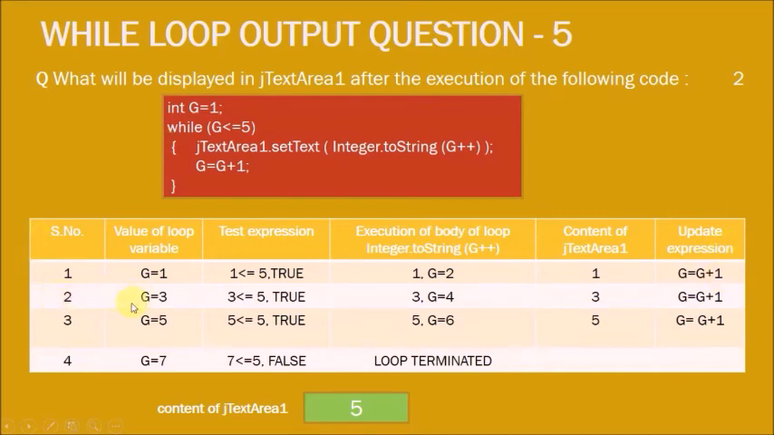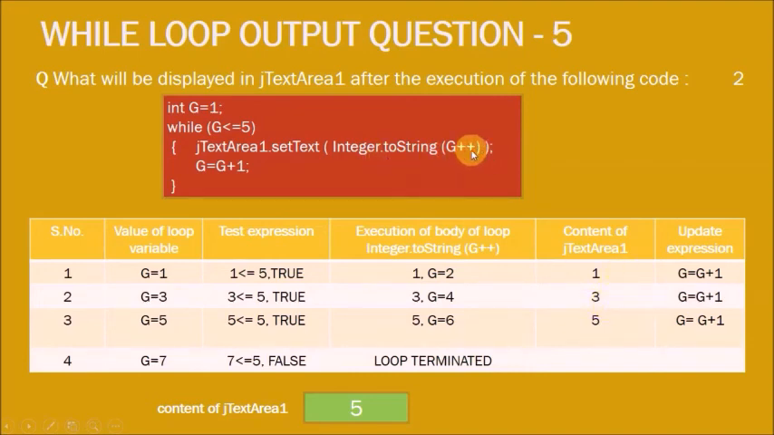So in the next iteration, the value of g is 3. Again, we will go to the test expression. Now 3 is less than equal to 5. Yes, the test expression is true. So again, the body of the loop will be executed. Now again, we will use the value first and then we will change it. The value of g is 3. So 3 will be used, and the setText method will set 3 in JTextArea1. As this is the setText method, it will erase the value 1 which was previously stored in JTextArea1, and now the content of JTextArea1 is 3.